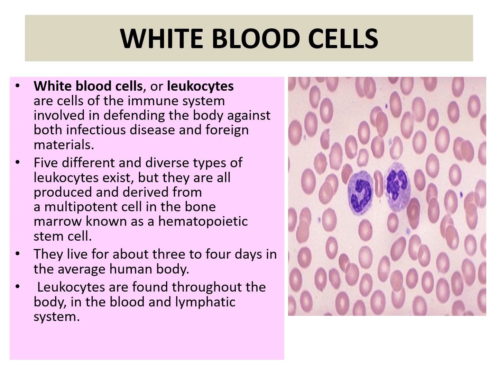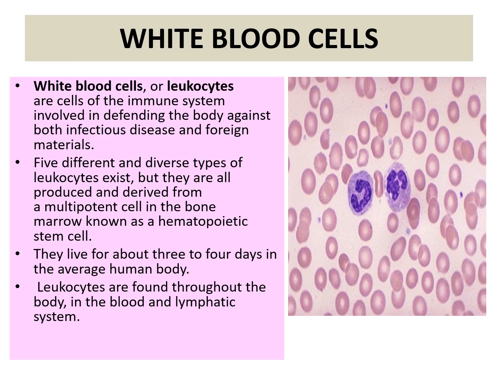They are formed from the bone marrow by a process known as leukopoiesis. They are formed from hemopoietic stem cells. The WBCs live for about 3 to 4 days in the average human body. WBCs are found throughout the body. They are present in the blood as well as the lymphatic system.